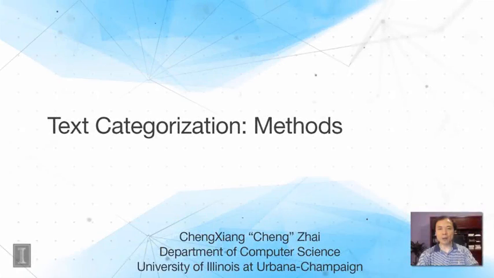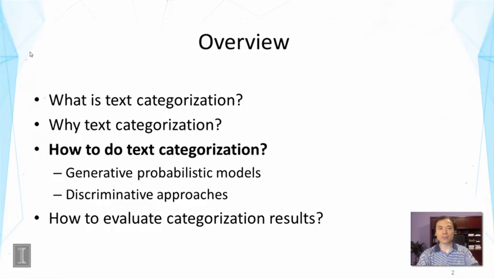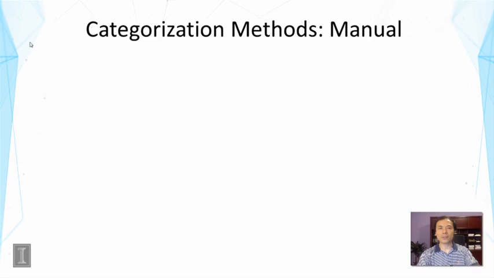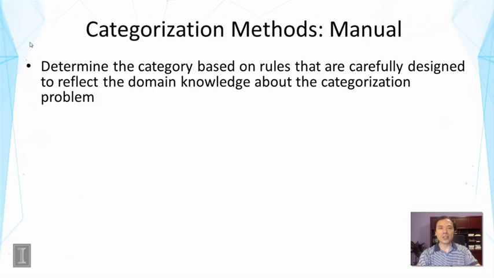This lecture is about the methods for text categorization. So in this lecture, we're going to discuss how to do text categorization. First, there are manual methods for text categorization. In such a method, the idea is to determine the category based on some rules that we design carefully to reflect the domain knowledge about the categorization problem.